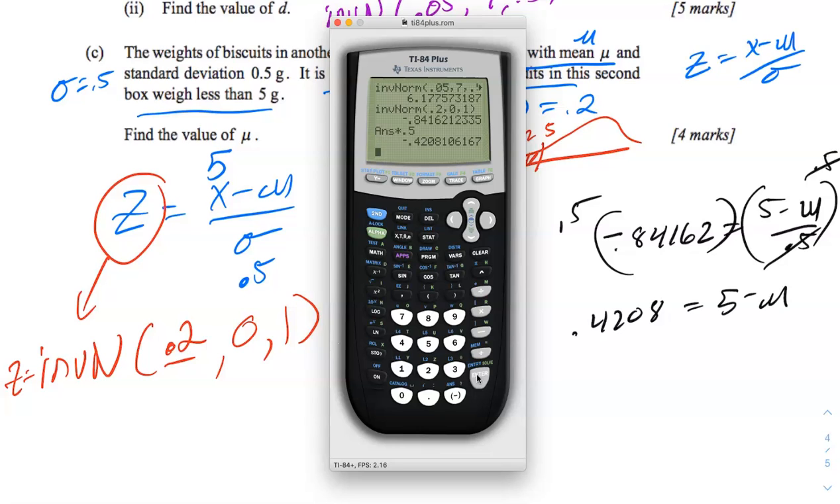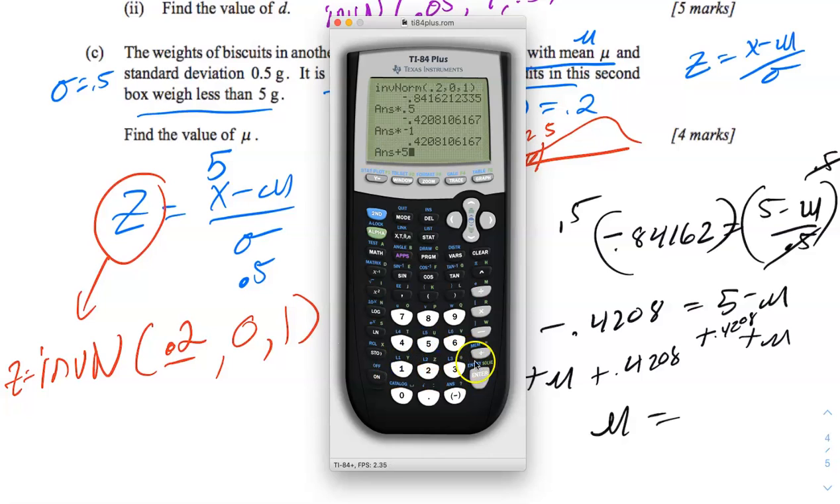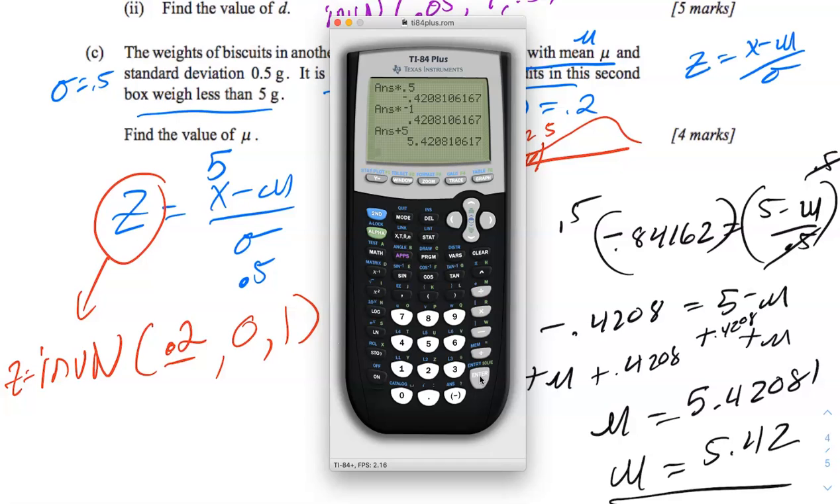And again, if you know me, I like to add mu to both sides. There's a negative, so add 0.4208 to both sides. So we get mu equals, in this case it's already negative, so I multiply by negative and then add it to 5. That gives 5.420813, and to 3 sig figs, mu equals 5.42. And there you go. That's the worksheet.